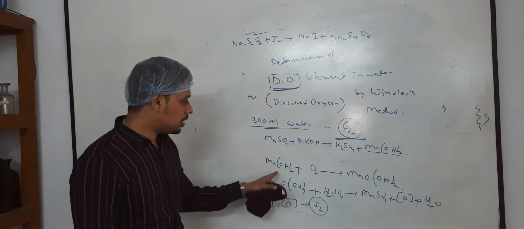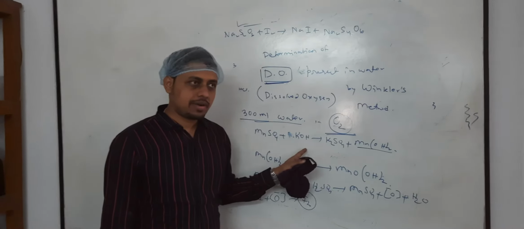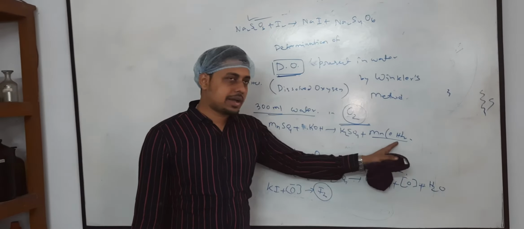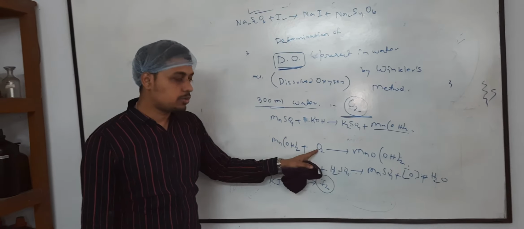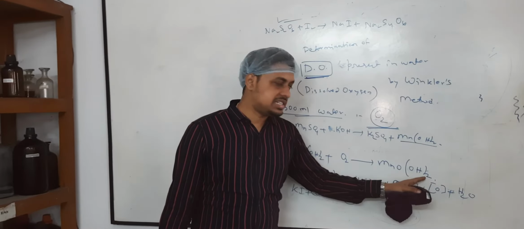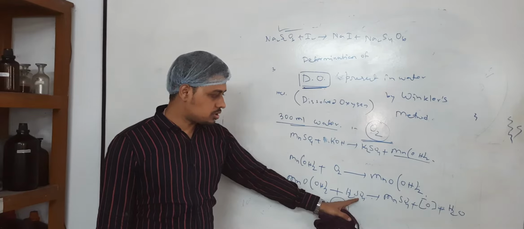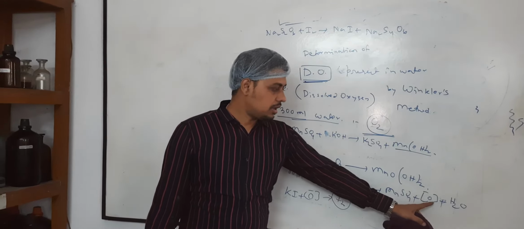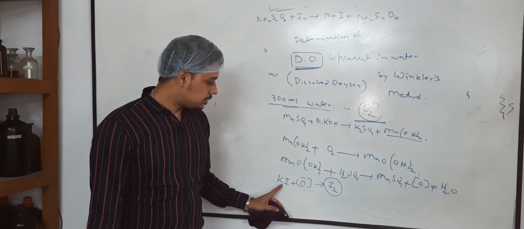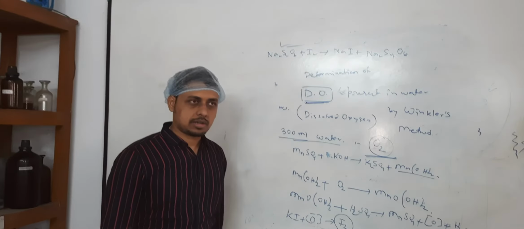Now look at this reaction. Manganese sulfate reacts with KOH. We have added KOH and it is converted into K2SO4 and manganese hydroxide. Manganese hydroxide again reacts with dissolved oxygen present in water and is converted into basic manganese oxide. That basic manganese oxide reacts with acidic medium H2SO4 for the formation of manganese sulfate, nascent oxygen and H2O, and that nascent oxygen reacts with KI for the formation of iodine. That iodine will be absorbed by sodium thiosulfate.